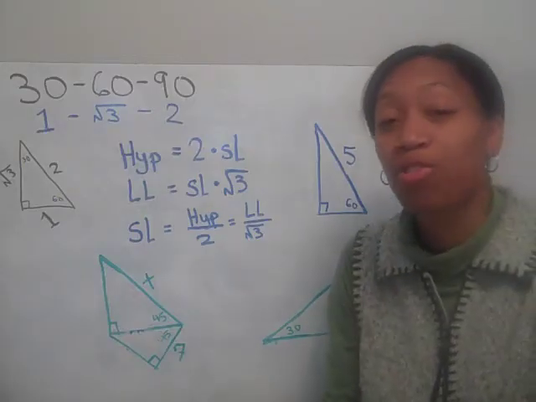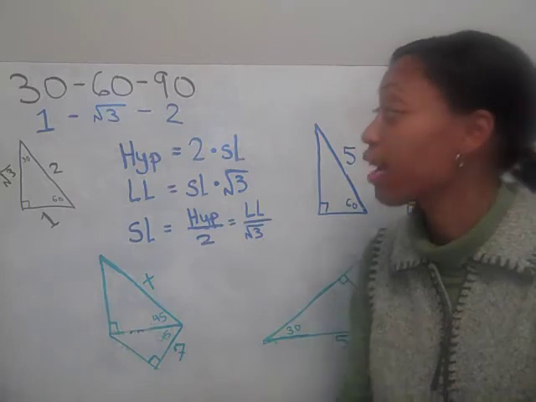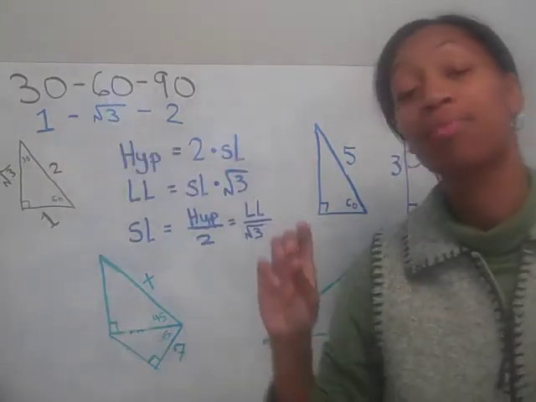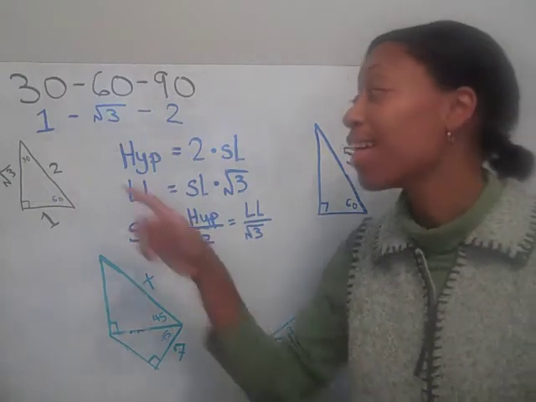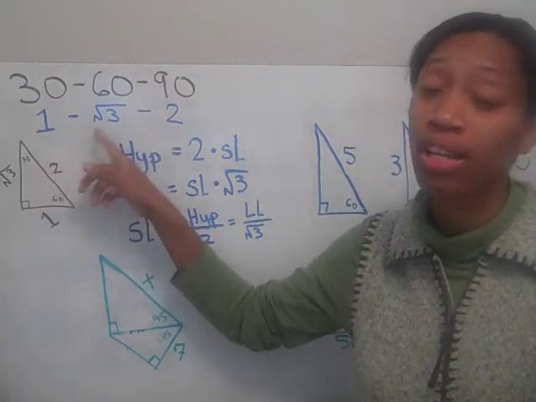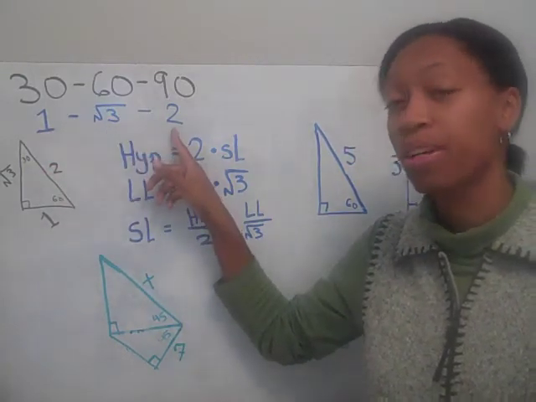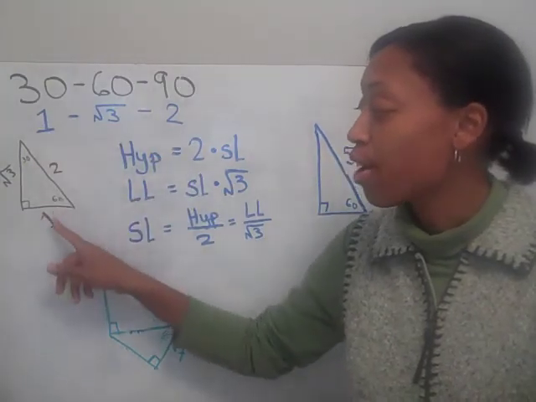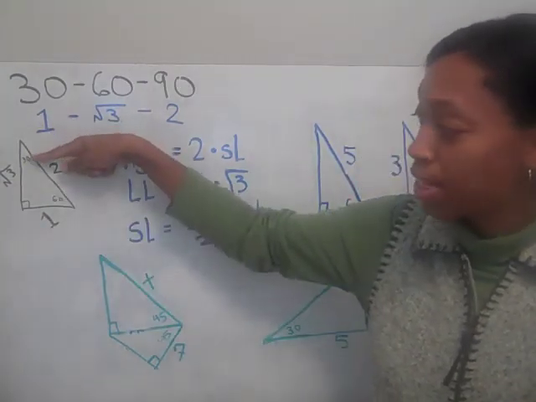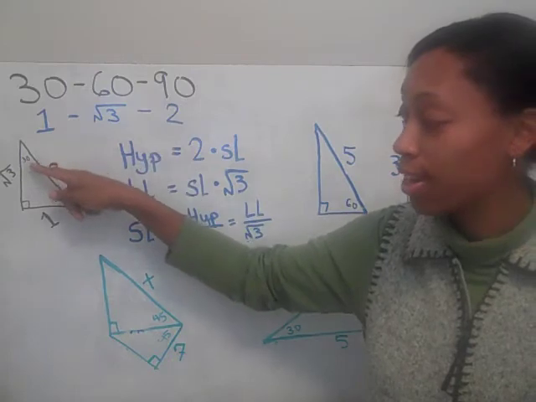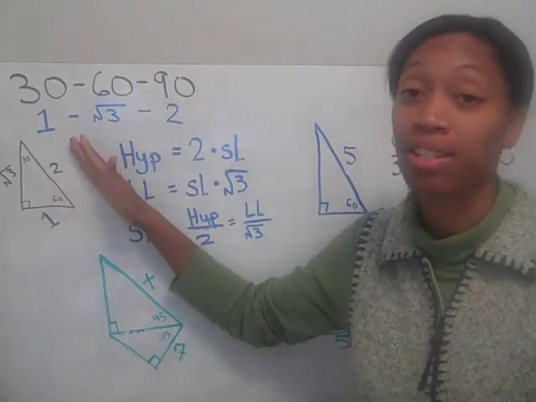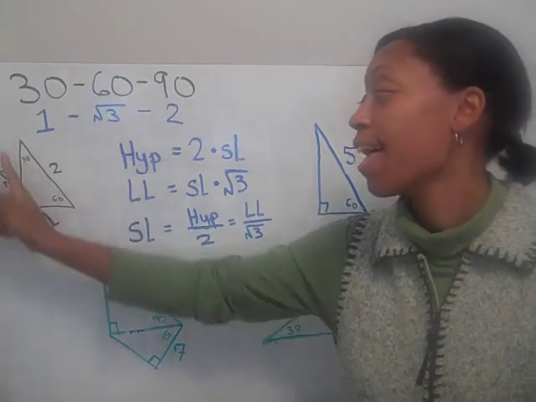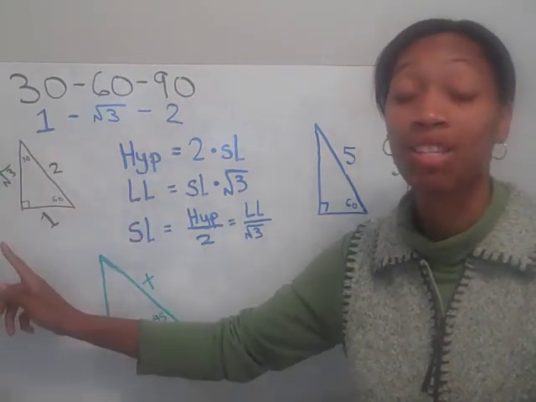The second kind of triangle is a 30-60-90 triangle. Whenever the angles are in the ratio 30-60-90, the sides are in the ratio 1, square root of 3, 2. So here in this triangle, the side that's opposite the 30 degrees, the smallest angle, is opposite the smallest side, which is 1. The hypotenuse is 2 times as large, and the long leg is the square root of 3.